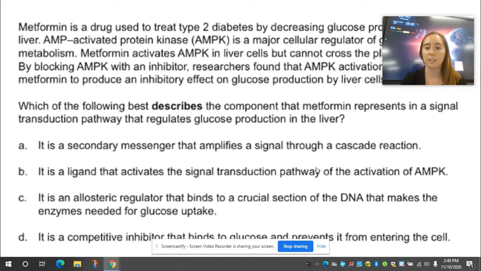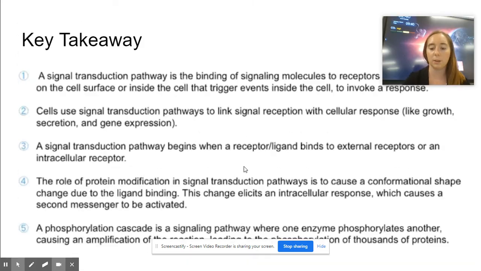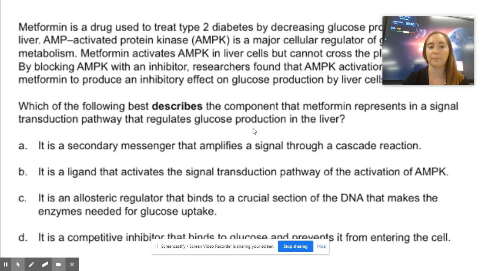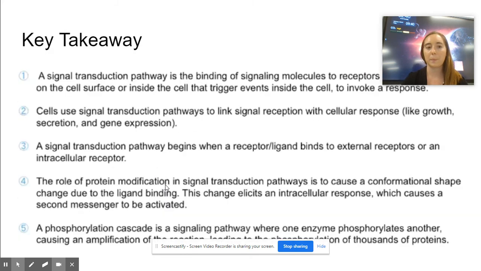The first answer says it's a secondary messenger that amplifies a signal through a cascade reaction. If you go back here, with our proteins, it needs to bind to a receptor protein first before it can have a secondary messenger. So it's this ligand binding to the receptor protein that's really important. So the answer should be B for this one.